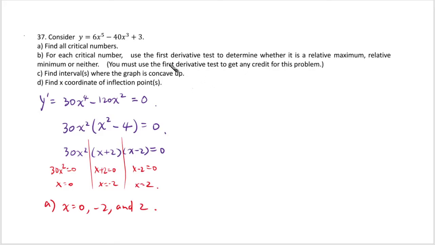Okay, for each critical number, use the first derivative test to determine whether it is a relative max, relative minimum, or neither. So for part B, you want to draw the number line and place all the critical numbers, -2, 0, and +2. And to use the first derivative test, you need to pick sample points. So we pick the sample point, I like -10, that's a big number. -1 and 1 should be good numbers to pick between here. And I'll pick +10 here, okay?